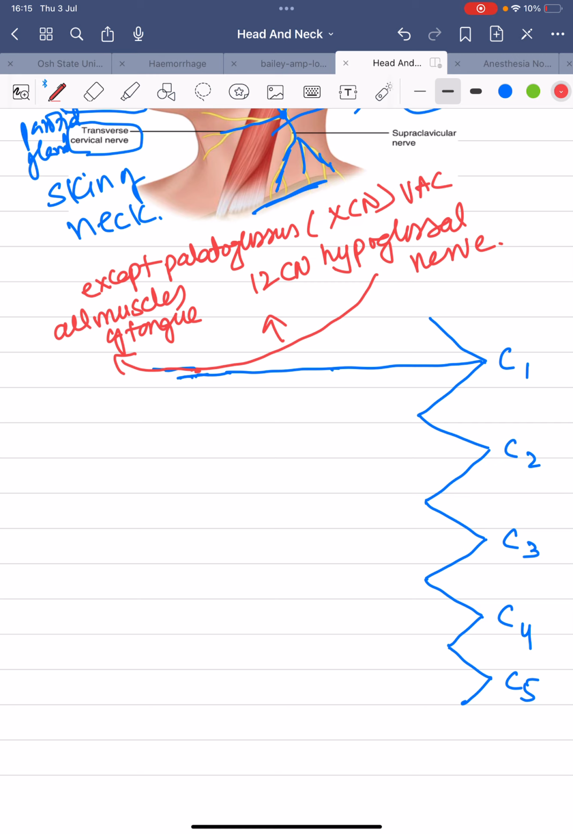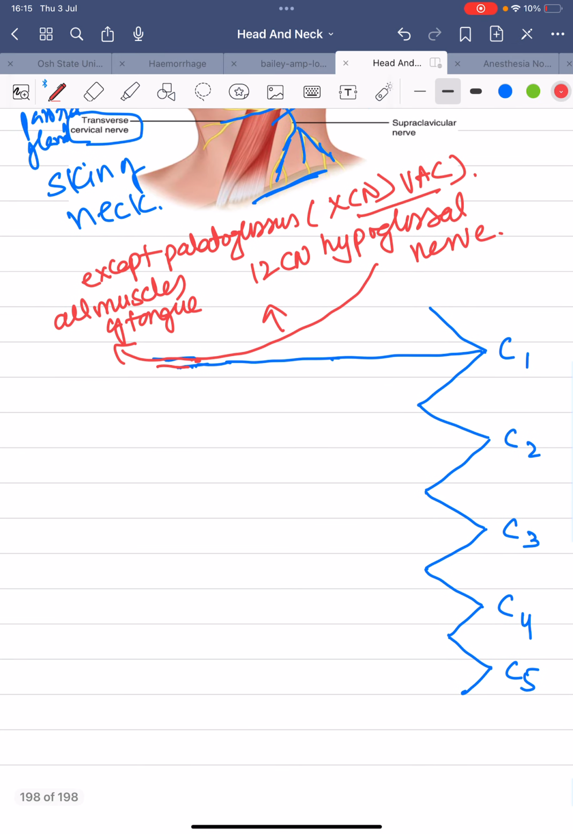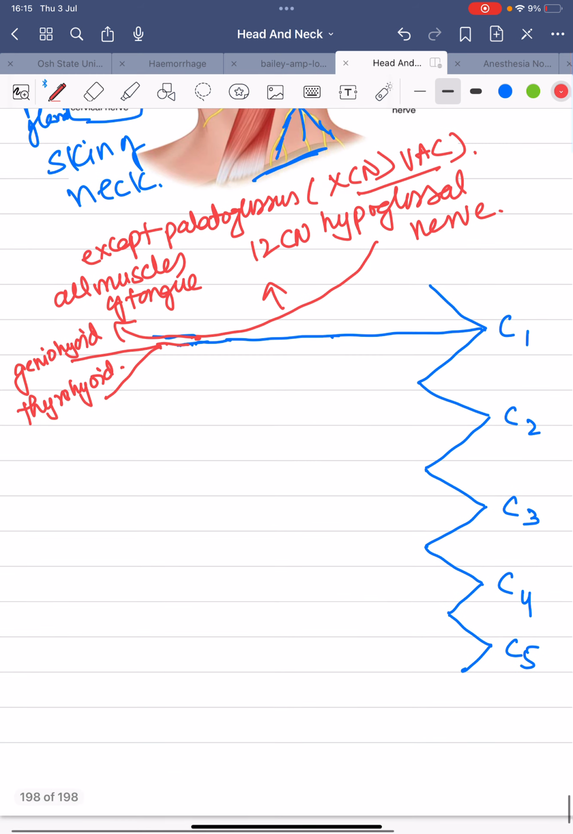Okay, now see here, C1 fiber, it is going here and innervating the two muscles. What is the name of these two muscles? Via your fibers of the 12th cranial nerve. So this is your geniohyoid muscle and this is your thyrohyoid muscle. Okay, now this C1 is giving here the superior root of the ansa cervicalis. So this is your what? Superior root of ansa cervicalis.